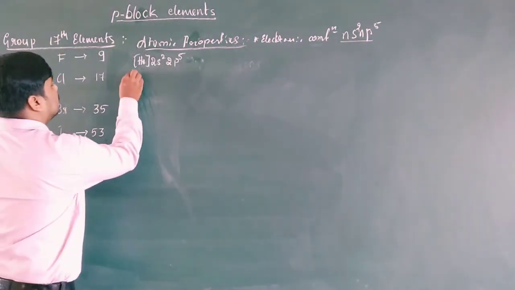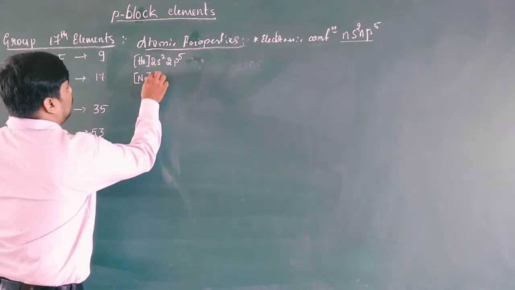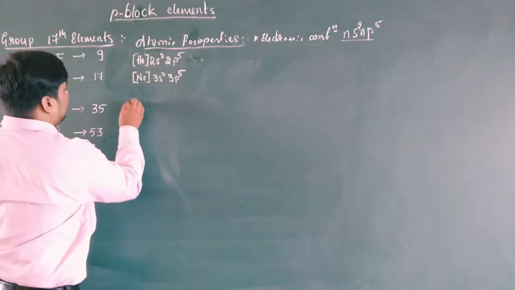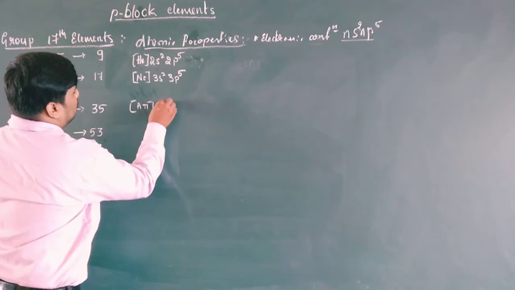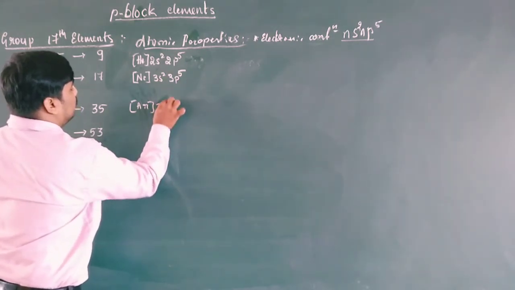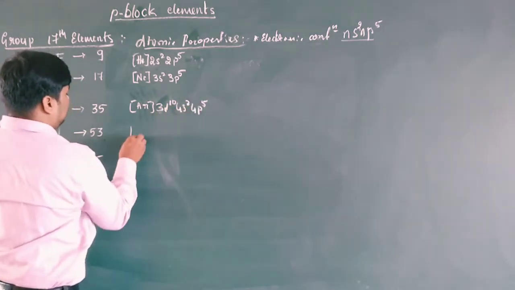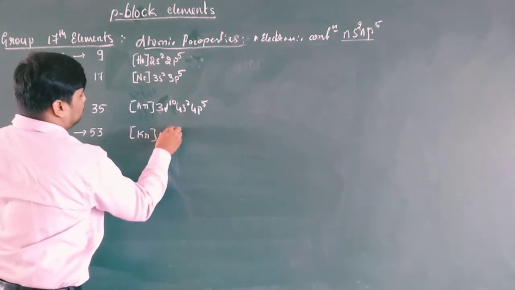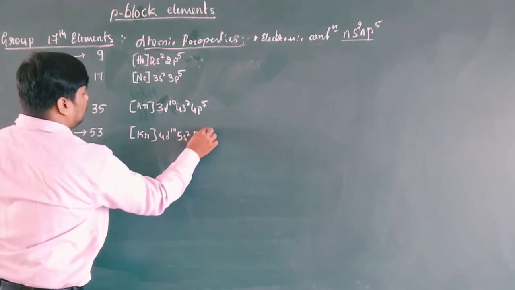Next, electronic configuration of chlorine: neon 3s2, 3p5. Next, argon 3d10, 4s2, 4p5. Krypton 4d10, 5s2, 5p5.